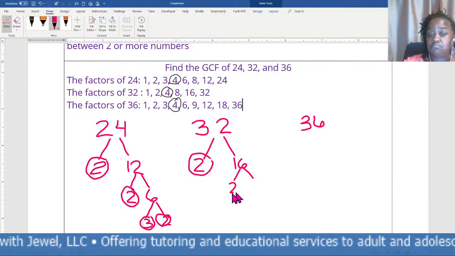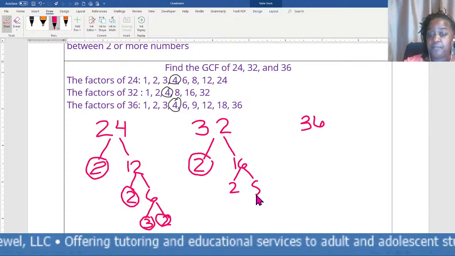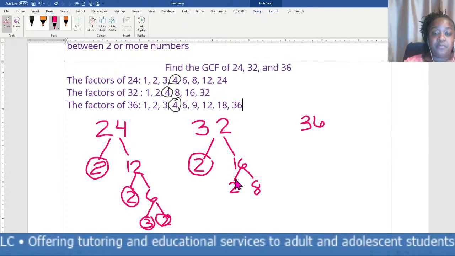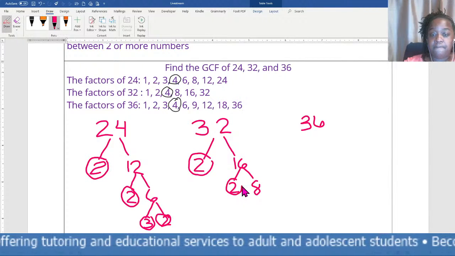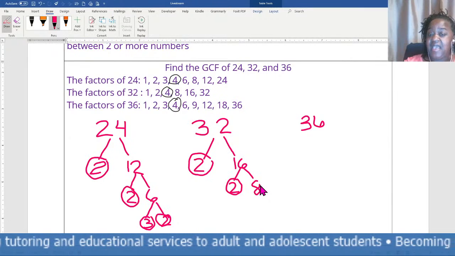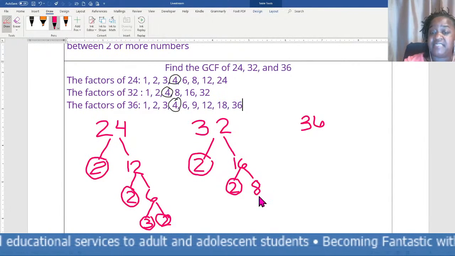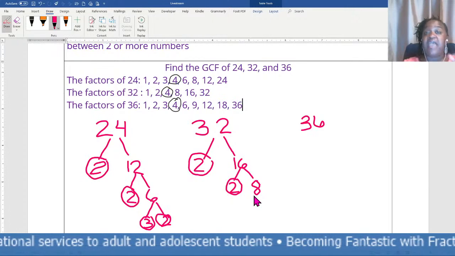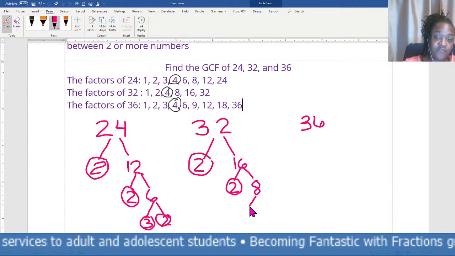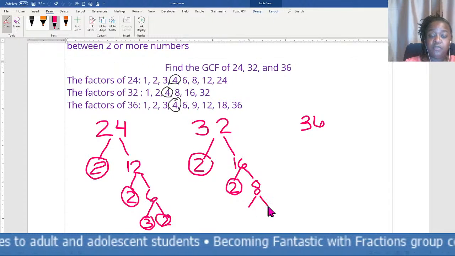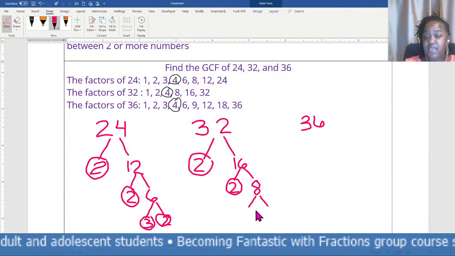2 and 8. 2 is my prime number, so I'm going to circle it. Then I've got 8. I can continue to break 8 down. 8 is not a prime number. It's a composite number. It has 2 more factors to it. The factors of 8. What 2 numbers do you multiply together to give you 8?